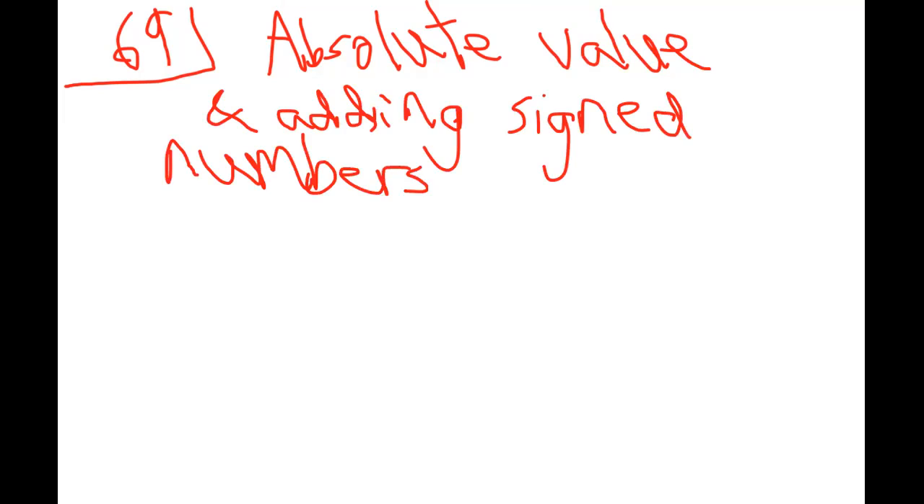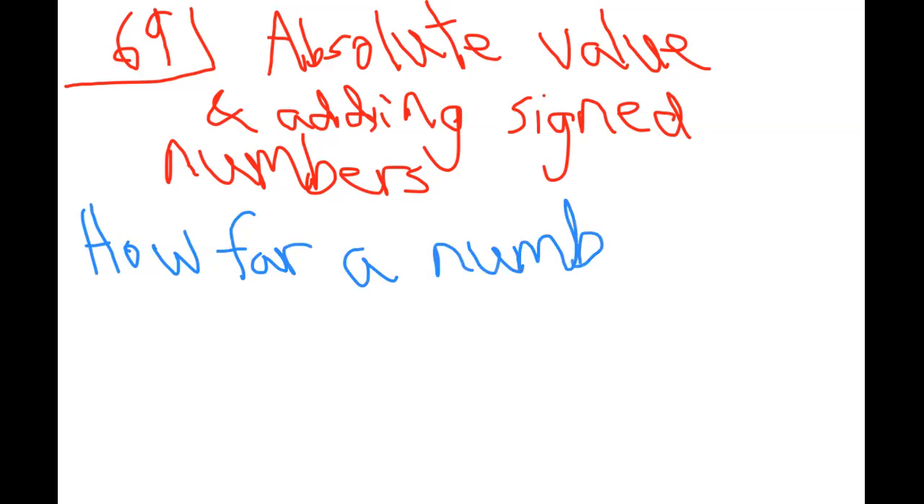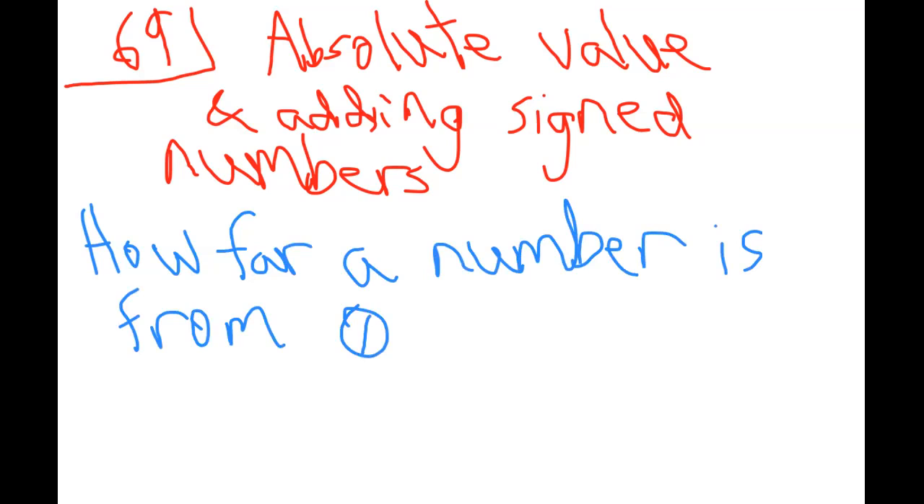Absolute value just simply means how far, right? So we're going to define absolute value and just say how far a number is from 0. And for 0, let's put a line through it to distinguish it from an O. Okay, so that's absolute value here.